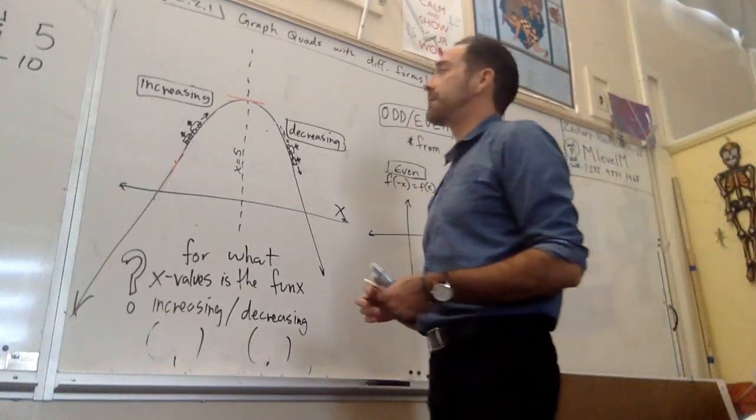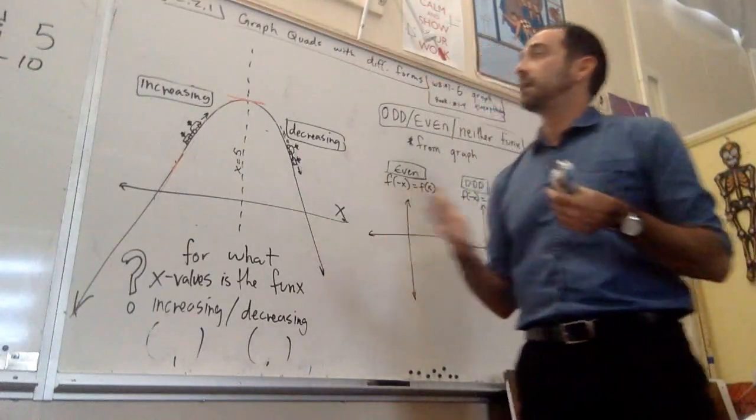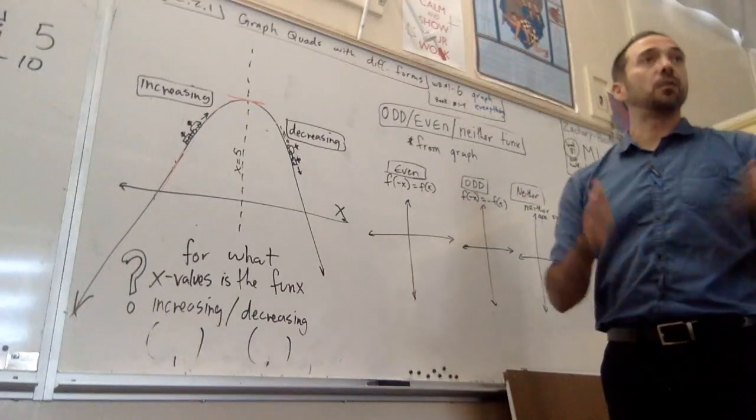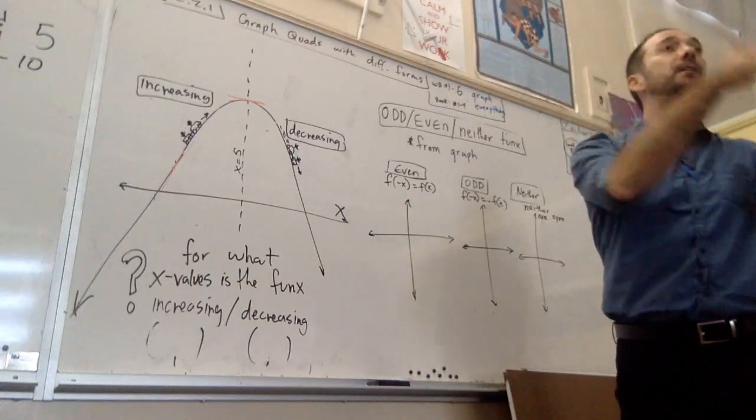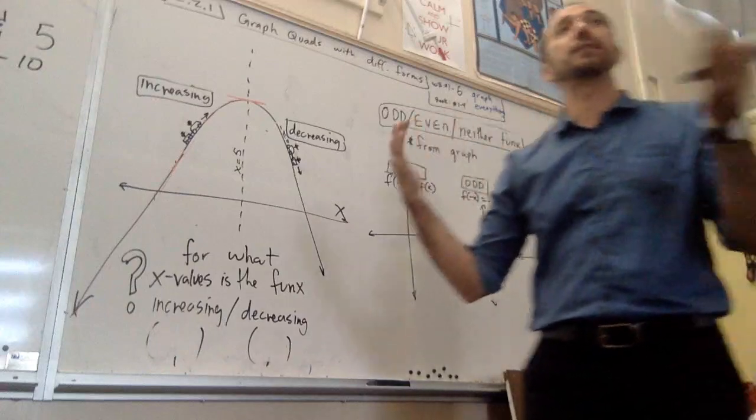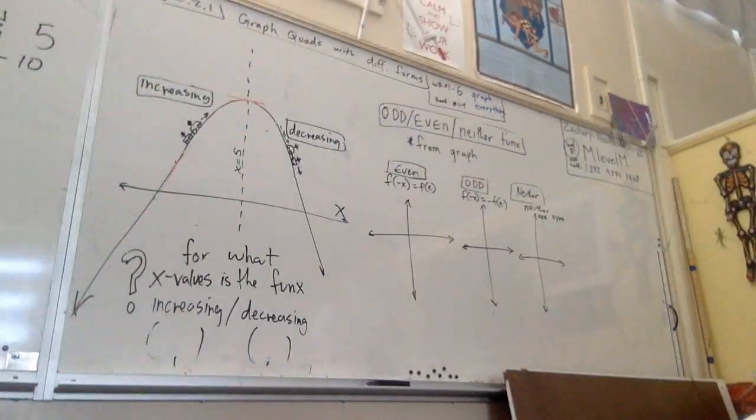So now if you had to tell me what interval, what segments of my x values it's increasing, what would you say? Think about it. Tell your neighbor what you'd say. What interval for my x values, from left to right, is this function increasing? Tell your neighbor. Where is it increasing?